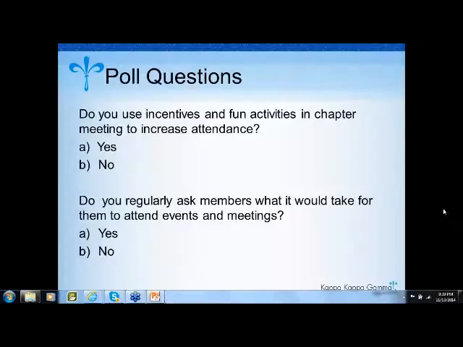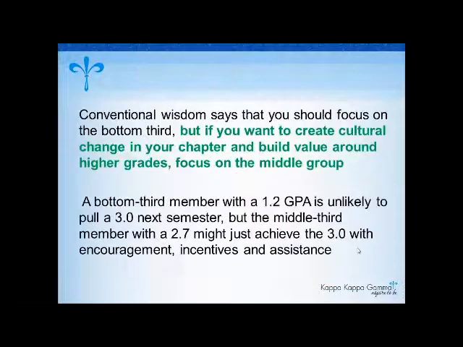And again, I think that goes back to the top third of your members are making all the decisions. And when people are engaged in decision making, they are usually more engaged in an organization. So conventional wisdom says that you should focus on the bottom third. We need to get those bottom third people engaged.